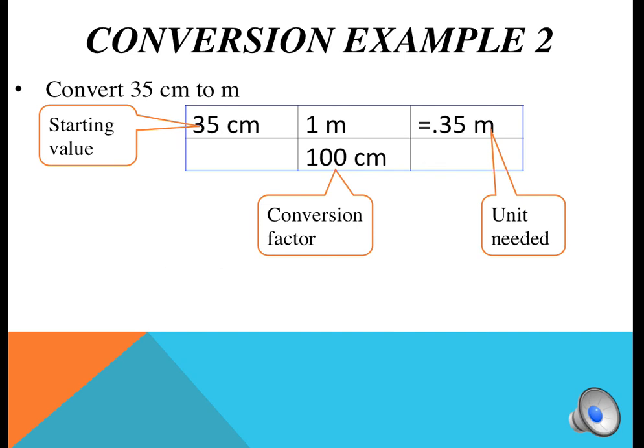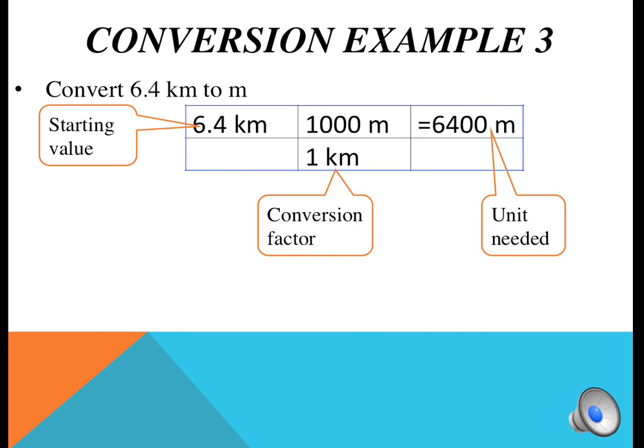Now let's look at a metric example. If we have 35 centimeters, we want to go to meters. So for every 1 meter, there's 100 centimeters. Centimeters needs to go on the bottom, so they cancel out, and our answer becomes 0.35 meters. Now we're going to go from a large item to a small item. So we have 6.4 kilometers, and we want to get to meters. So there are 1,000 meters to every 1 kilometer, and that gives us 6,400 meters.